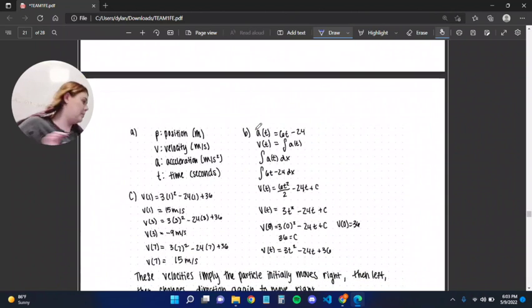Cass is going to explain B. For B, we're given acceleration, and you have to find velocity, which is the integral of acceleration. You just integrate it. And then you plug in, you're given V of 0, so you can find C. V of 0 equals 36, so 36 equals C. And that's how you get C for the velocity function.